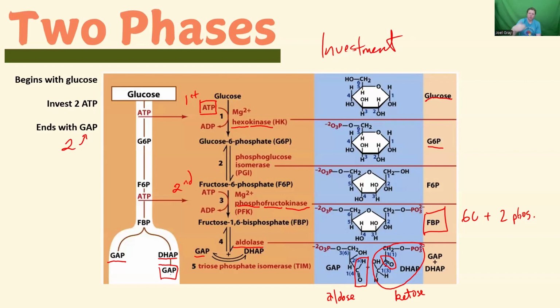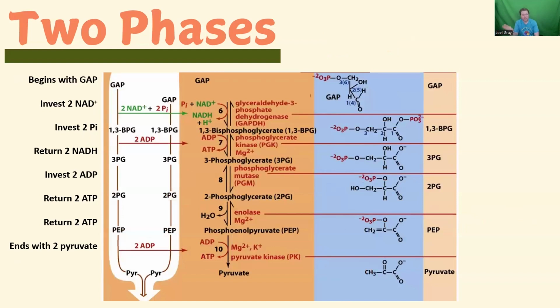Okay, now what that means is if our investment phase concludes with 2 3-carbon molecules, that means that our return phase begins with 2 3-carbon molecules. So I think it's helpful to break the pathway down and look at it like this, because then we can see that here's one GAP, here's another GAP. Now, everything that's happening here is done basically twice, accounting for all 6 of our carbons that we started things out with.